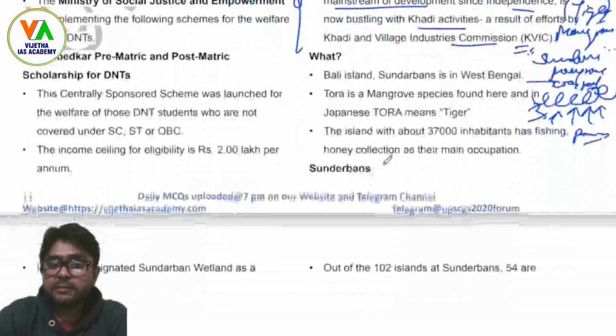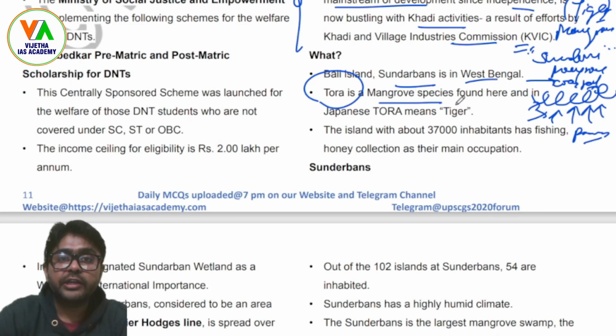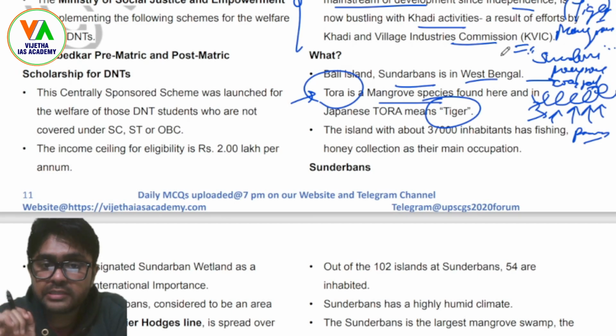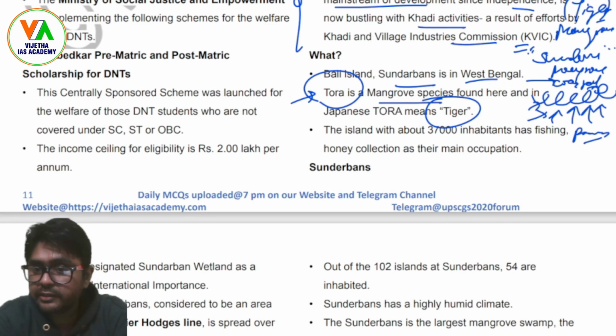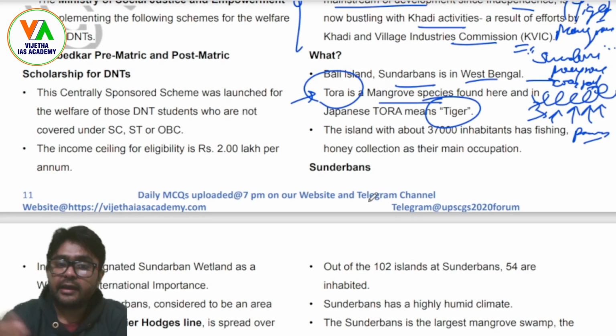So this Bali Island in the Sundarbans is in West Bengal, and Tora is a mangrove species found here, right? So Tora in Japanese means tiger. So remember that one is the Sundari tree, which is majorly found in the Sundarbans delta, but also we have the Tora species, which is found in this region where the people of this Bali Island are living, right?